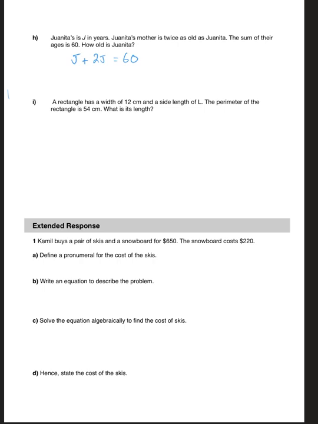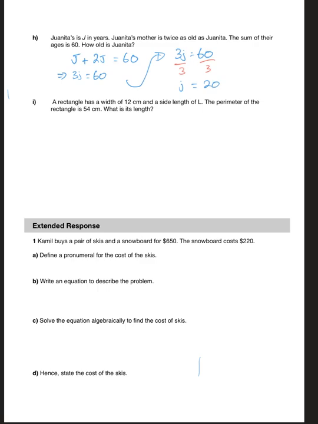So J, which is Juanita's age, plus her mum, who is twice her age, so 2J, is equal to 60. Now remember, we're adding a J and some more J's together, so we can also rewrite this in a simple form as simply 3J equal to 60. So that is also the same equation. Now we can simply solve that one. So 3J equals 60. To undo that, of course, we need to divide by 3 on both sides, and then that means J is equal to 20.